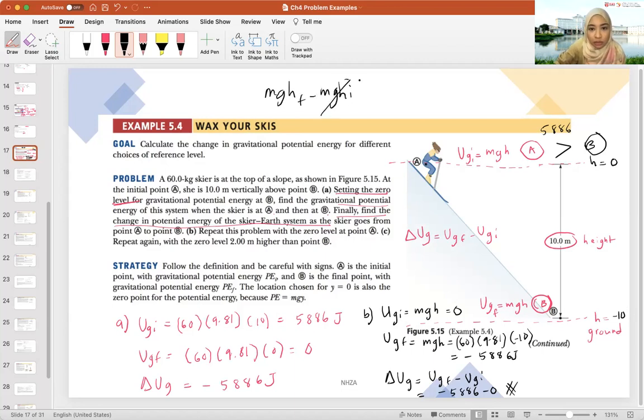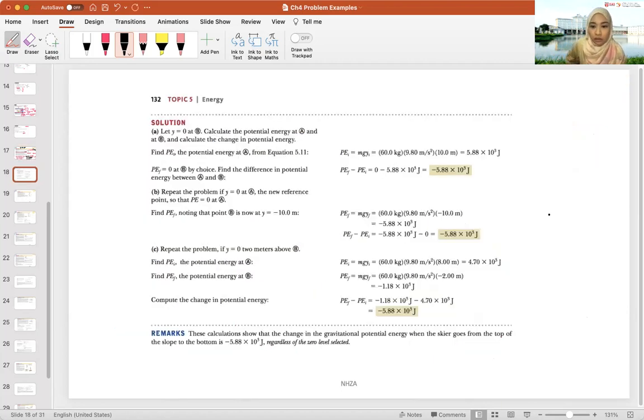So, kita tahu initial kita kosong. So UG is just that. But when we don't have a conventional reference point, ataupun we don't have ground as our level 0, then we have to do the math. Kita kena tolak diorang. Final minus initial. Okay. So this is what the answer is. Minus 588. Samalah. Sama dengan jawapan kita tadi.